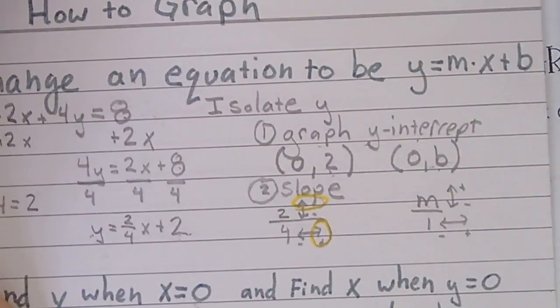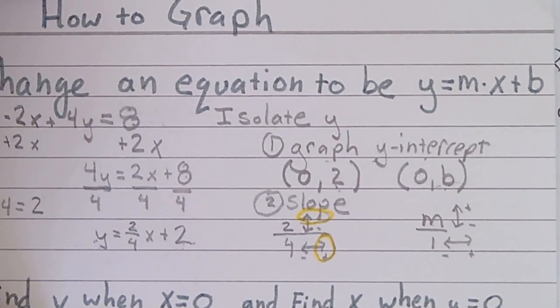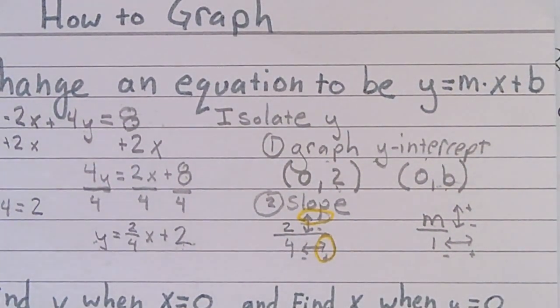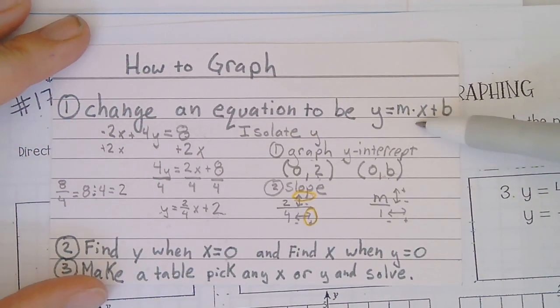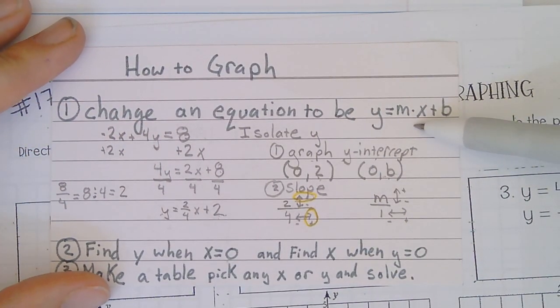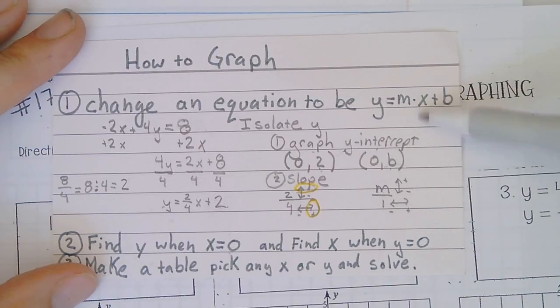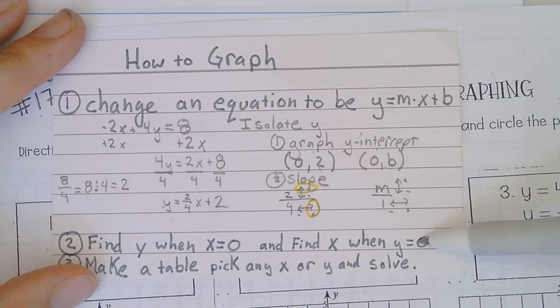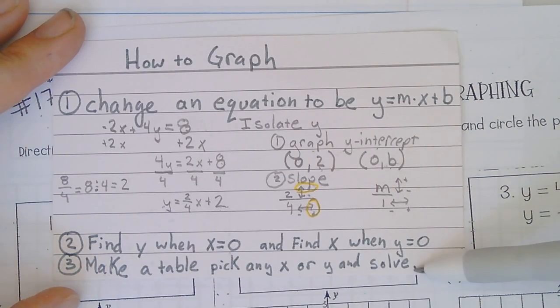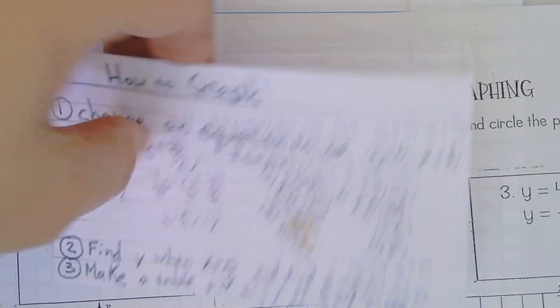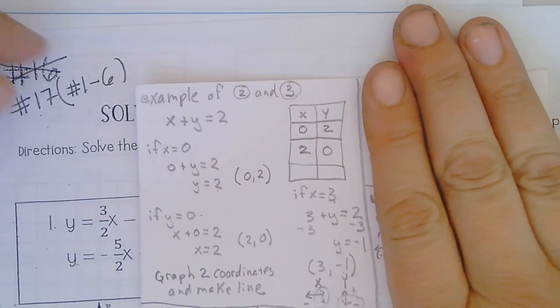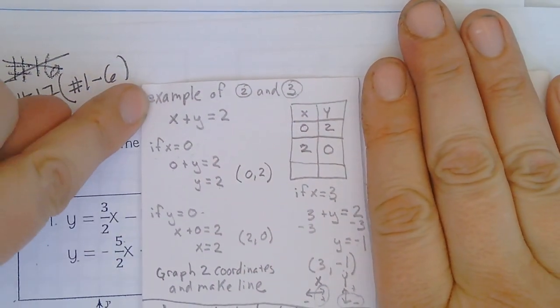All right, so these are some notes that we have previously taken. These are 3 ways to graph. One, you can change it to y equals mx plus b form. Two, you can find y when x is 0 and find x when y is 0. Or three, make a table: pick any x or y, plug it into the equation, and find the other one. Examples of this are examples of 2 and 3.